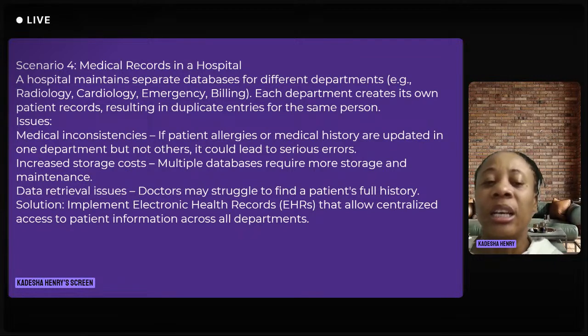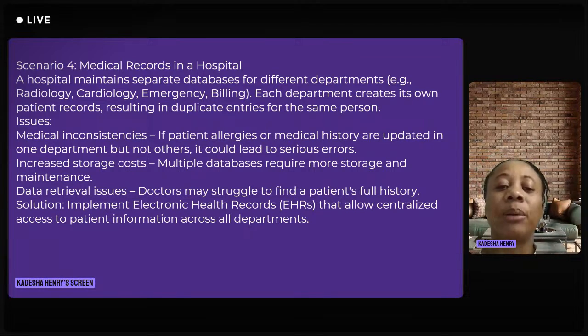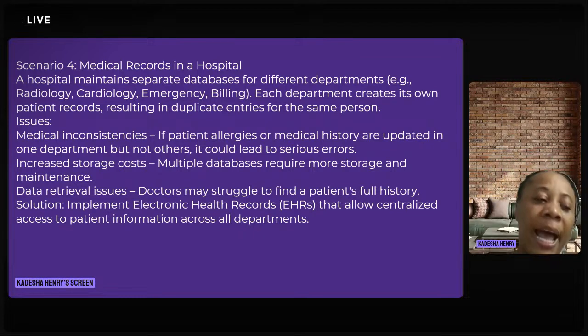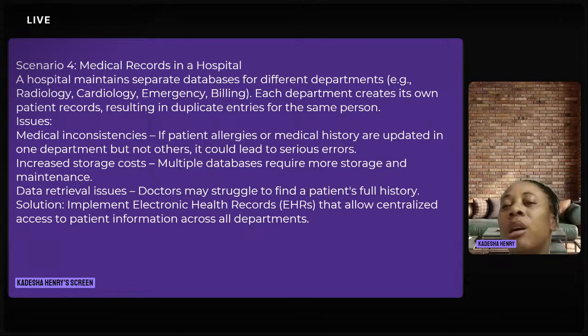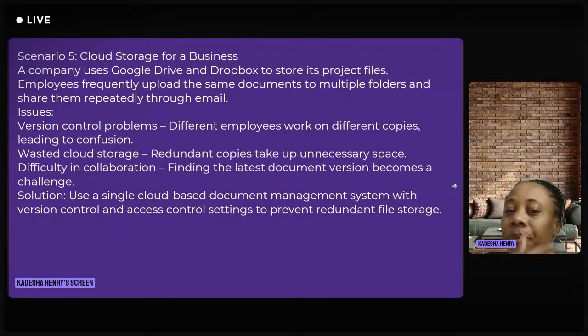The solution to this is that we could implement an electronic health record that allows centralized access to patient information across all departments. And because this information is centralized, right, if one department should have an attack or a natural disaster, it's elsewhere. And then they need to have multiple copies of these files in different areas, just in case there are issues.